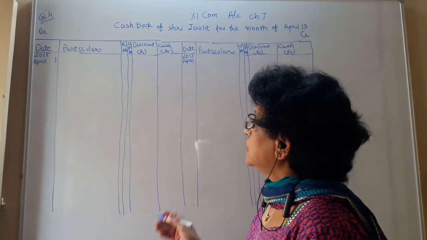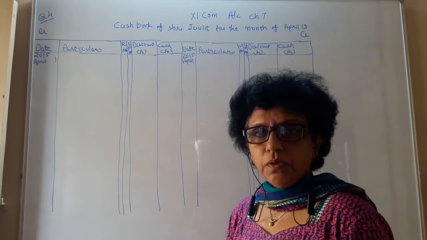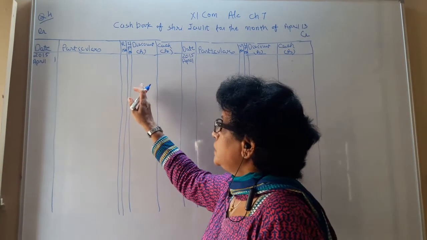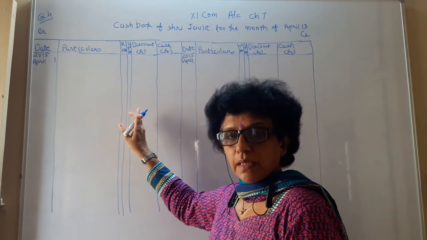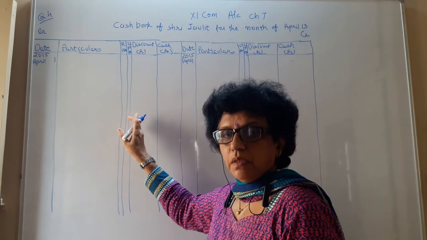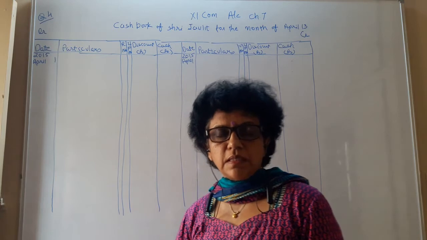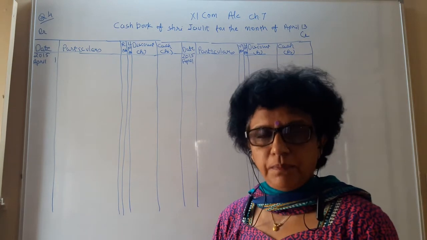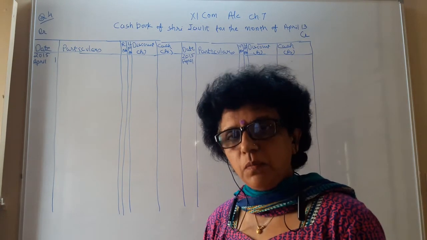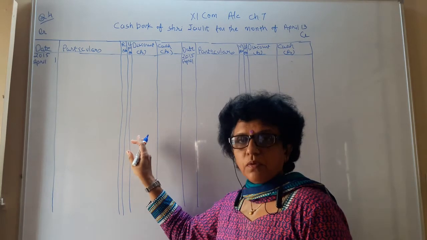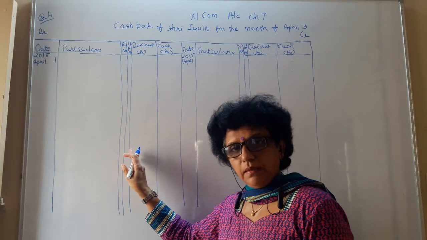Hello friends, let us view now question 4. It's a 2-columnar cash book. We have learned only the simple cash book, in which we prepared only a cash column. Now when a trader does business, he also has cash discount received and cash discount paid. Trade discount we don't record in books of account, but cash discount is to be recorded.